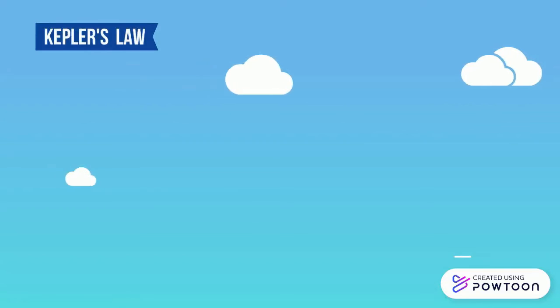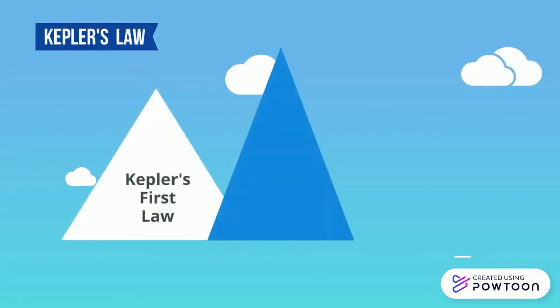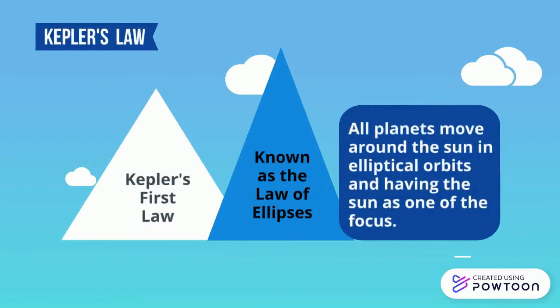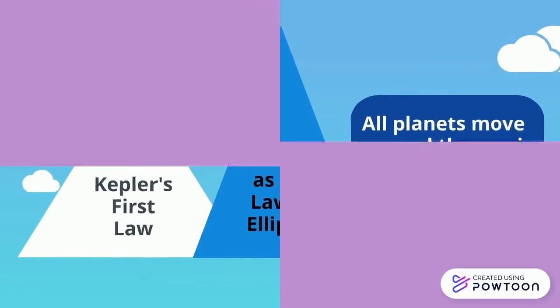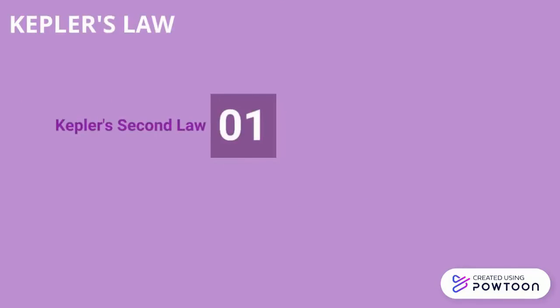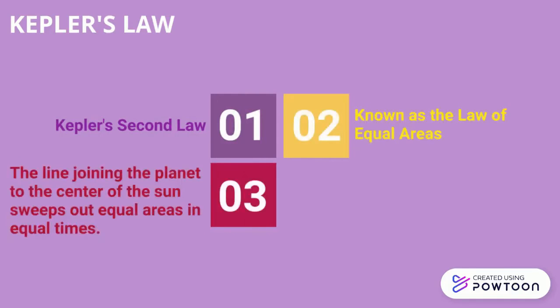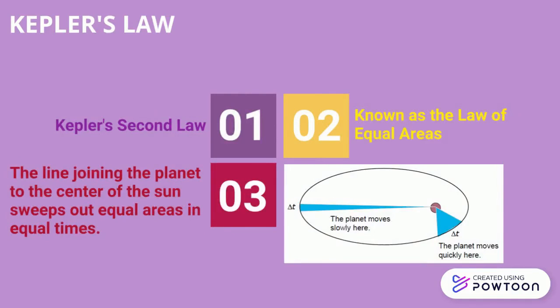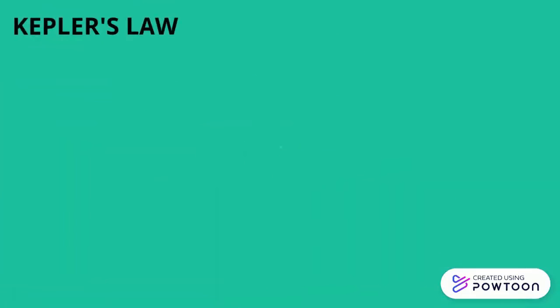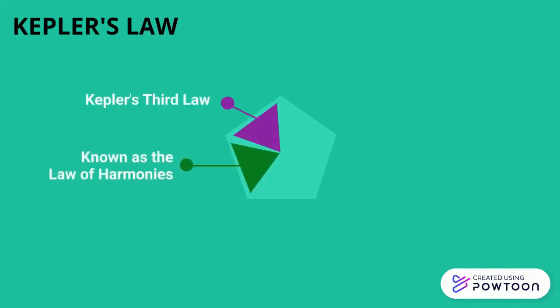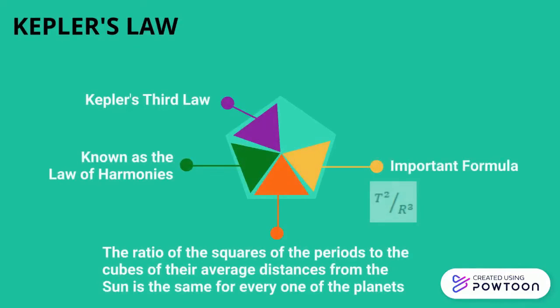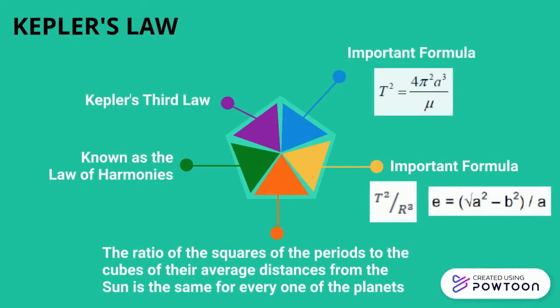Kepler's laws. Kepler's first law, also known as the law of ellipses. Kepler's second law, also known as the law of equal areas. Kepler's third law, also known as the law of harmonies.